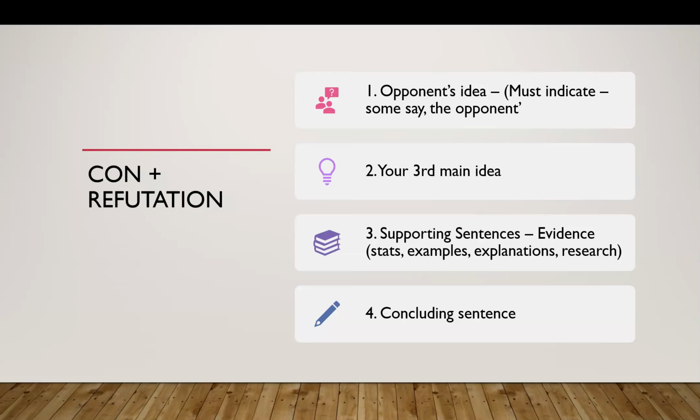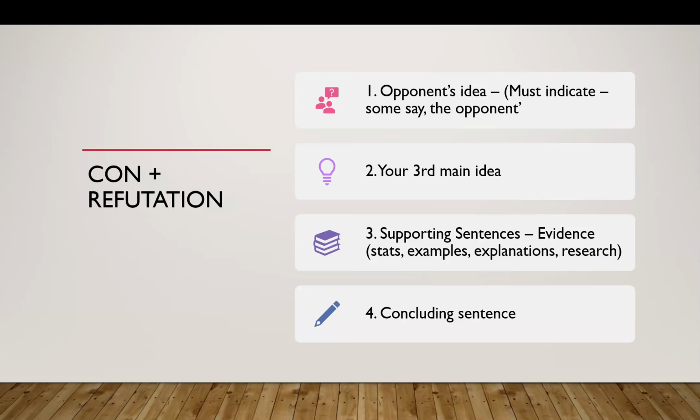The first step in writing the con+refutation paragraph is that we need to state the opponent's idea. We only need to state the opponent's idea. We do not need to explain anything about that particular idea. Many students make mistakes like this, where they state the idea and they actually explain about the opponent's idea.